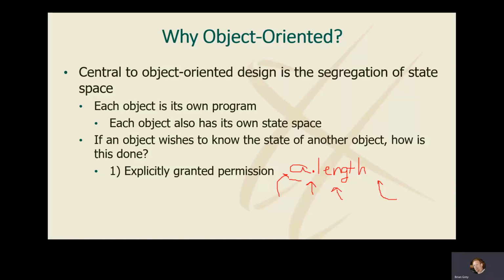It has explicitly granted other objects permission to see that variable. This is the less common way to do it. The more common way is to communicate via message passing: the idea that there's a communication channel that is specifically provided so that objects can speak to each other.